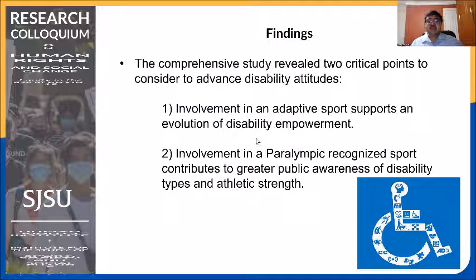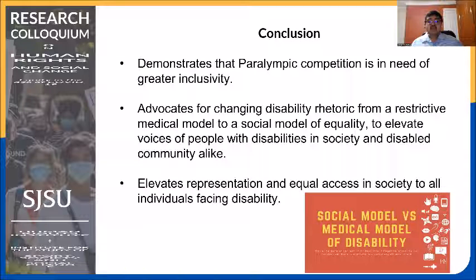Findings from this study identified 2 main takeaways. Number 1, involvement in an adaptive sport supports an evolution of disability empowerment. And number 2, involvement in a Paralympic recognized sport contributes to greater public awareness of disability types and athletic strength through the exploration of perceived in-group and out-group dynamics and the impacts of those perceptions on disability identity and empowerment in the context of adaptive sports.